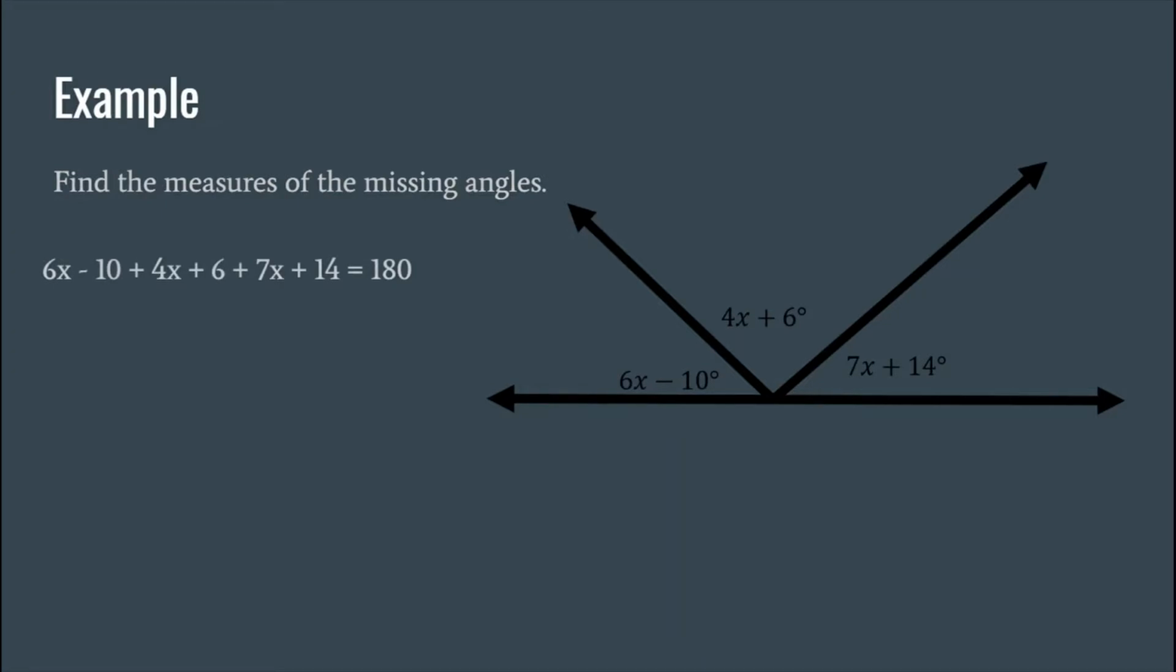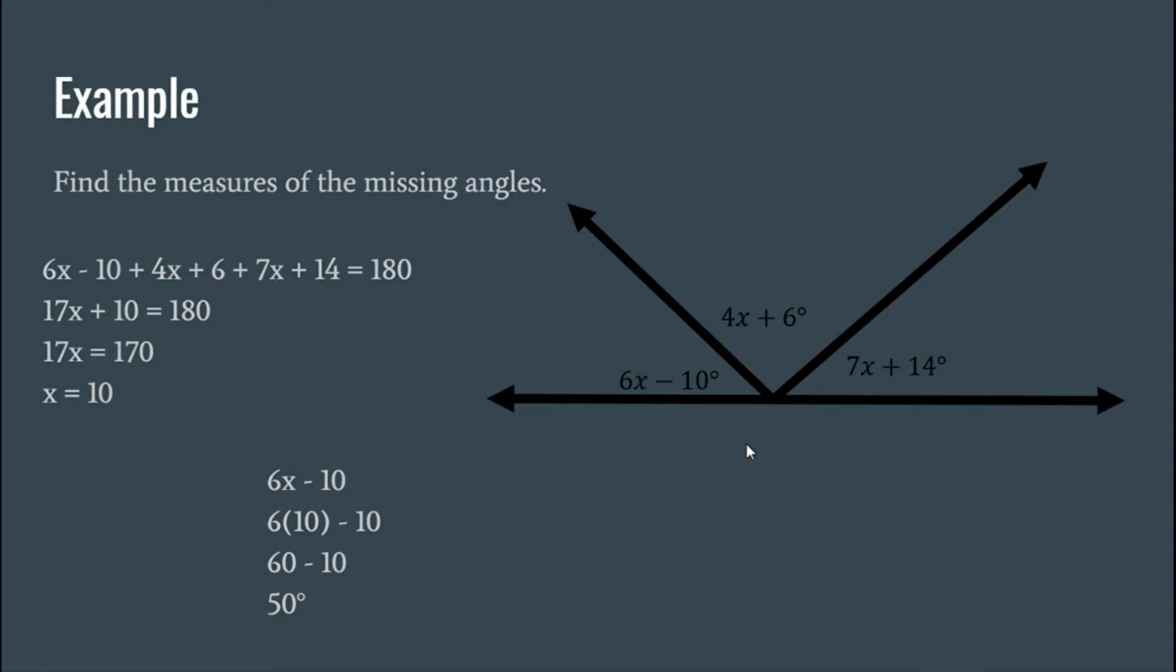Okay, so from here, combine like terms. So I got like terms, then I'll isolate the variable, subtract 10 from both sides, and then solve. So I'm going to divide both sides of my equation by 17 to get x by itself. Okay, so from here, we'll just find all the angles. So start off with the first angle here, substitute in for x, and then simplify. So the first angle, 50 degrees.